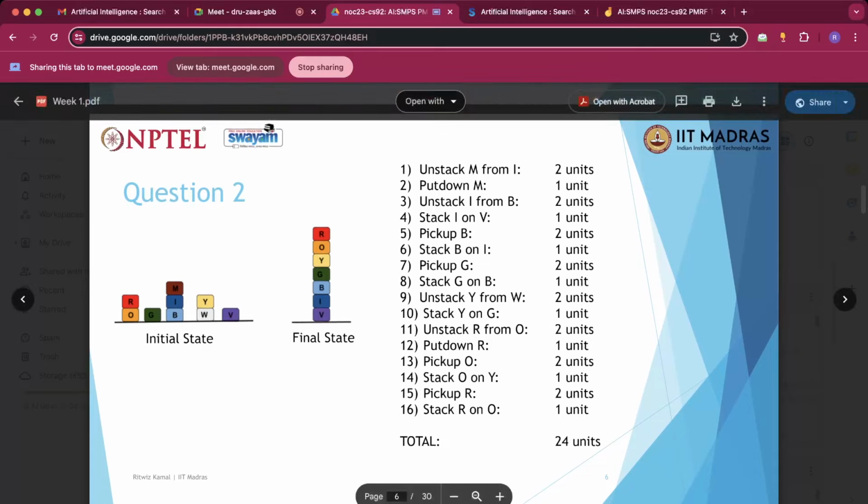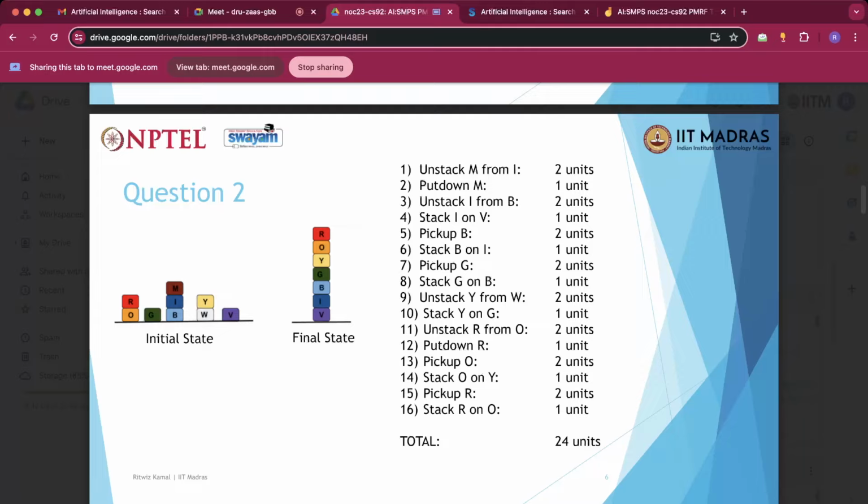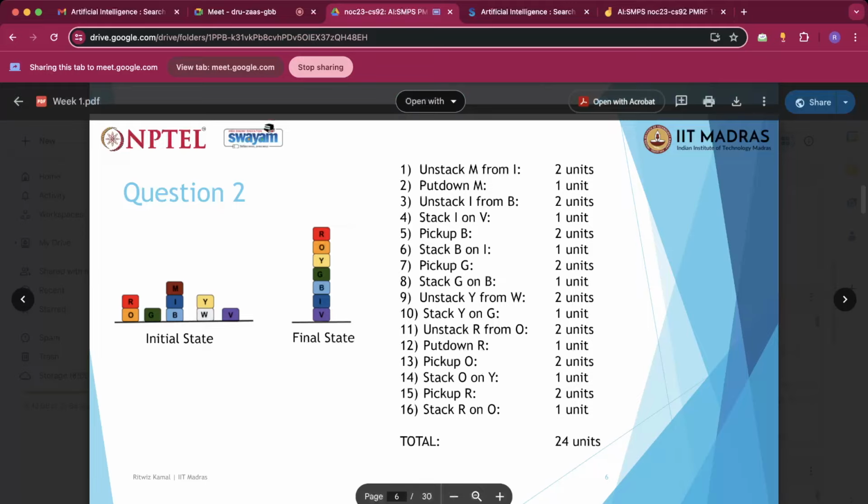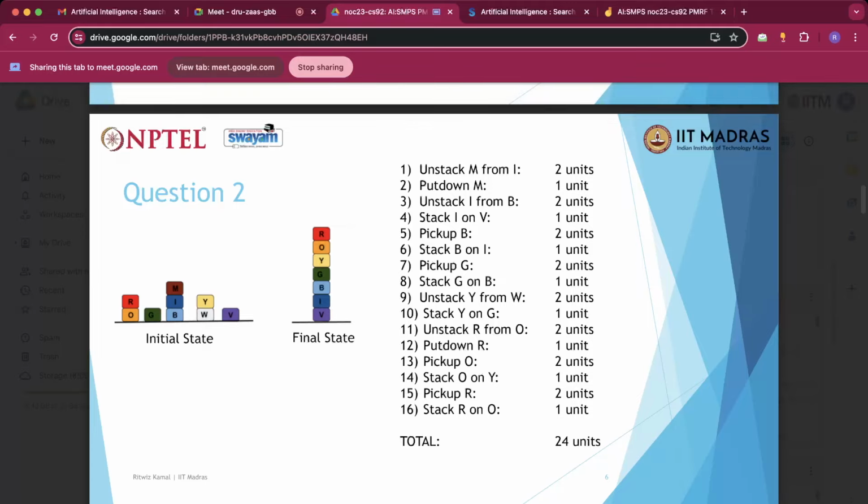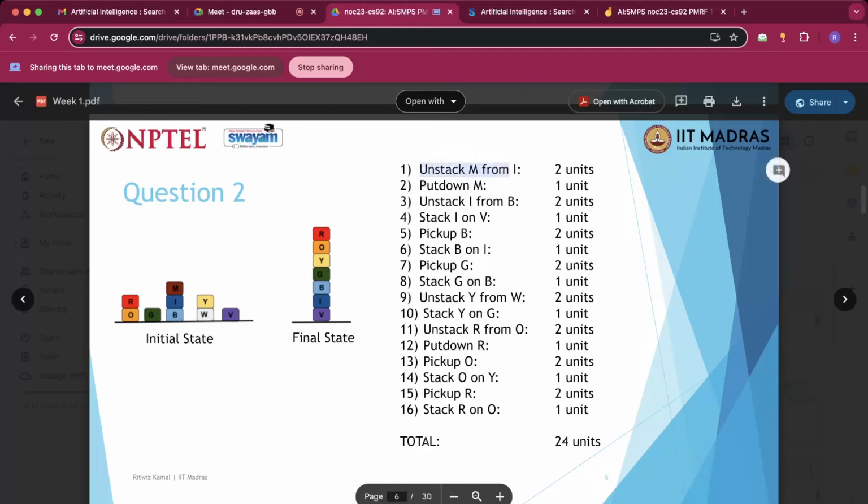The first thing that we have to do is make sure that we have a similar order of boxes as in the final state. You see the bottommost box in the final state is a V box, and on top of that V we have an I. So the next thing that we want to do is place I on top of V. But in order to do that, we must first remove M from top of I, right? So the first action that we will do is unstack M from I. We remove M from top of I, and this will take 2 units of time.